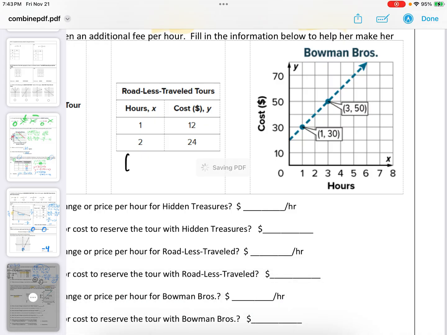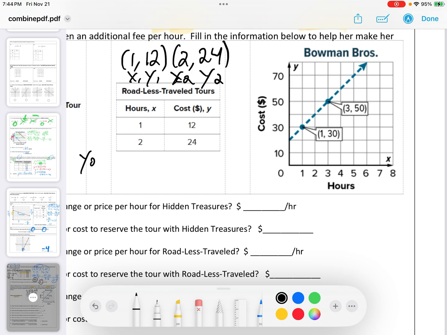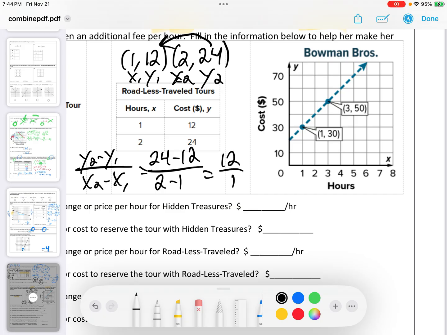Let me write it up here. There's not much room. Whoa, that was scary. Okay. (1, 12), (2, 24): x1, y1, x2, y2. I'm still going to show all my work. Okay, 24 minus 12 over 2 minus 1. 12 over 1. Okay, the slope is 12.